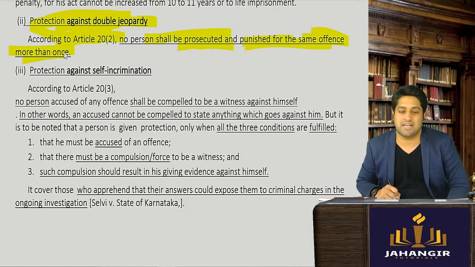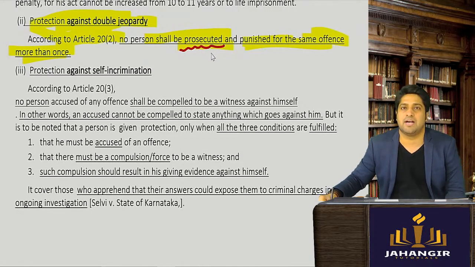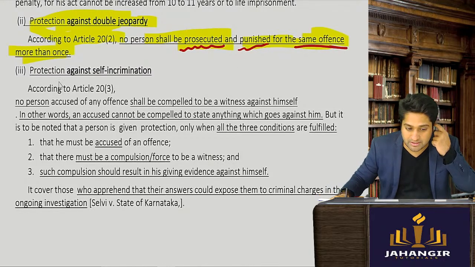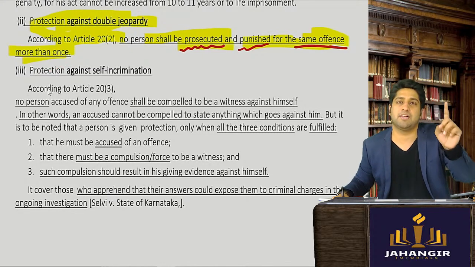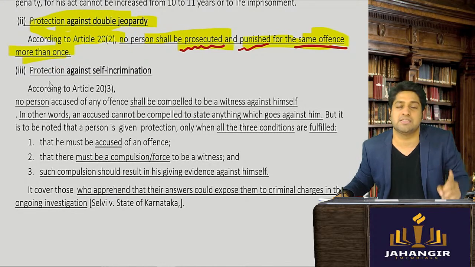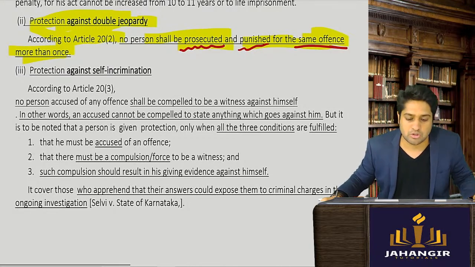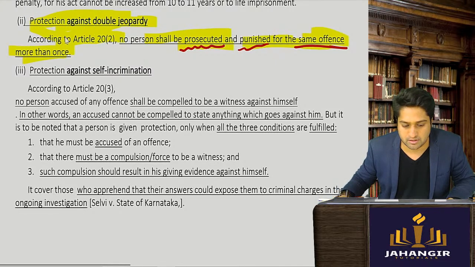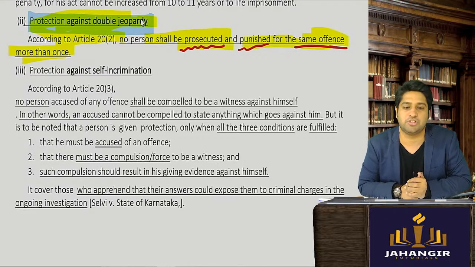So no person shall be prosecuted, that is, put in jail and punished, for the same offense more than once. Obviously, if you have committed an offense, you will get punished only once. No person shall be punished twice for the same act. So this is called protection against double jeopardy. Protection against double punishment, double jeopardy.